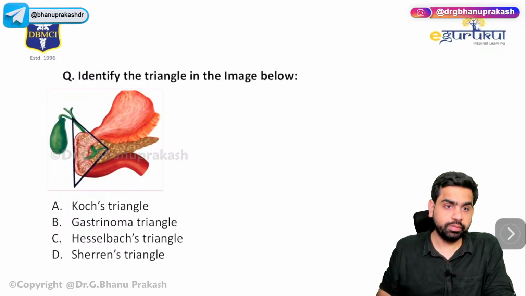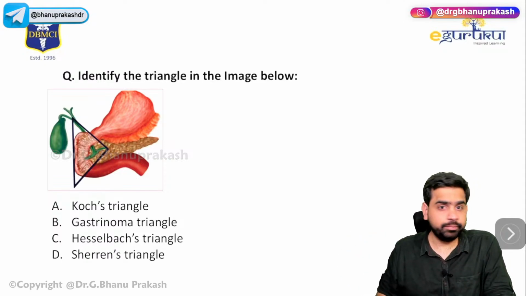Okay, now let's move on to this particular question. Identify the triangle in the image which is given below. So what is this particular triangle? Is this a Cox triangle, Gastrinoma triangle, Hesselbach's triangle, or Sherren's triangle? So what is this?